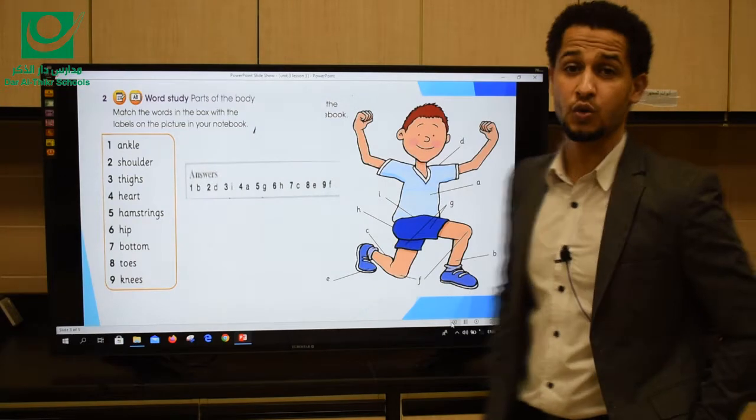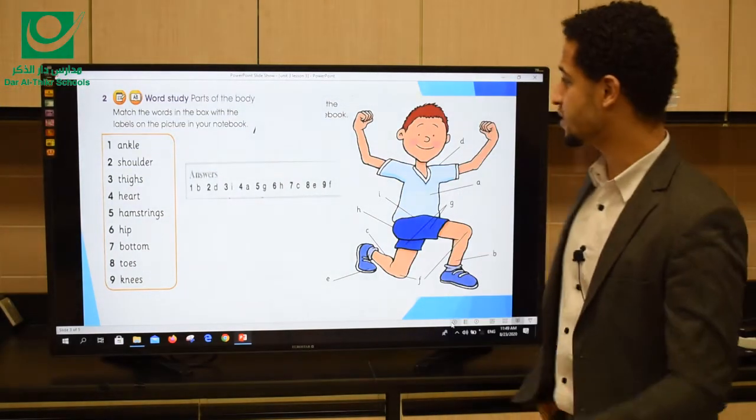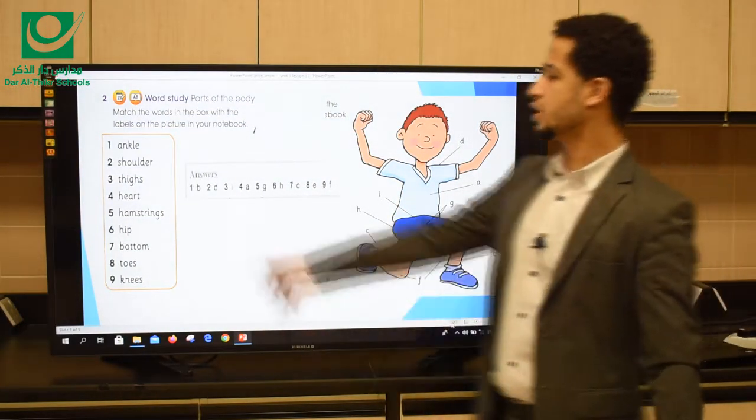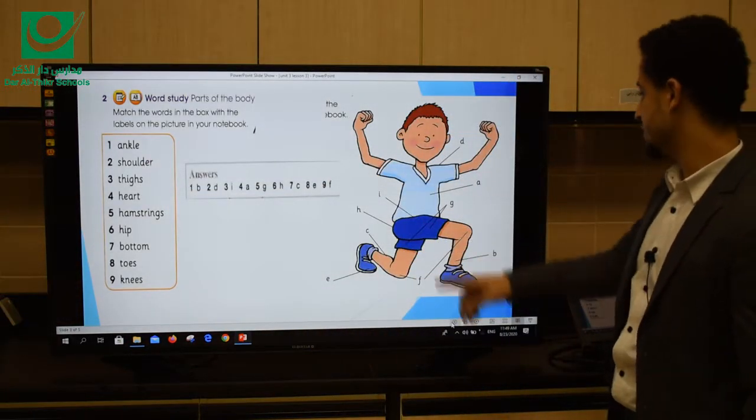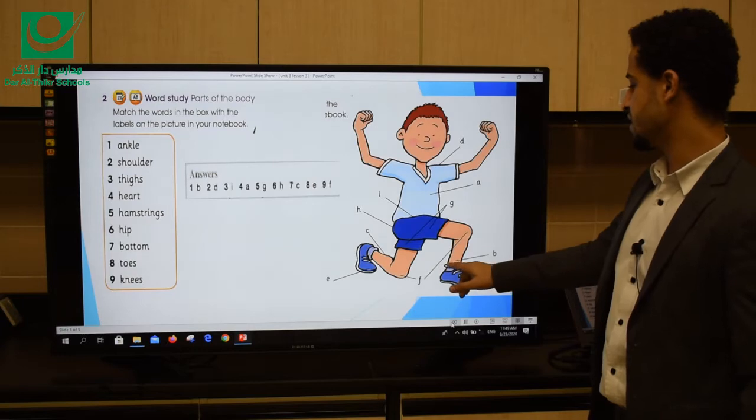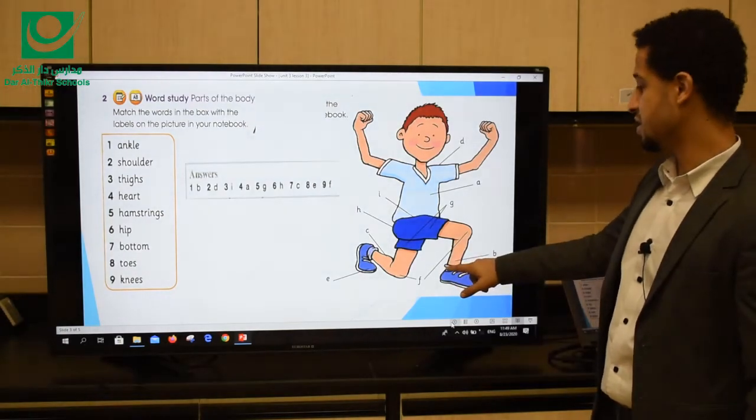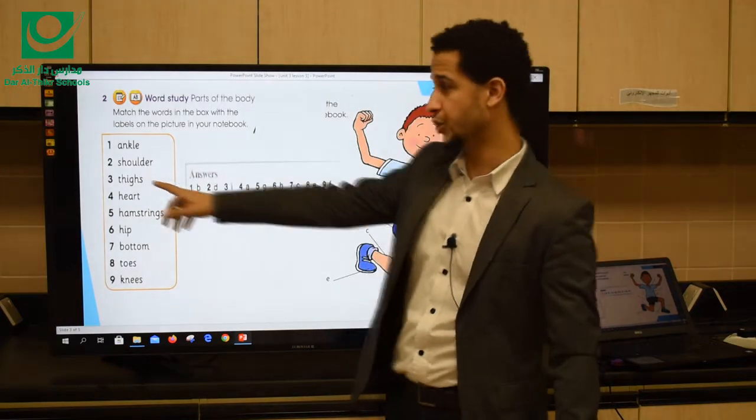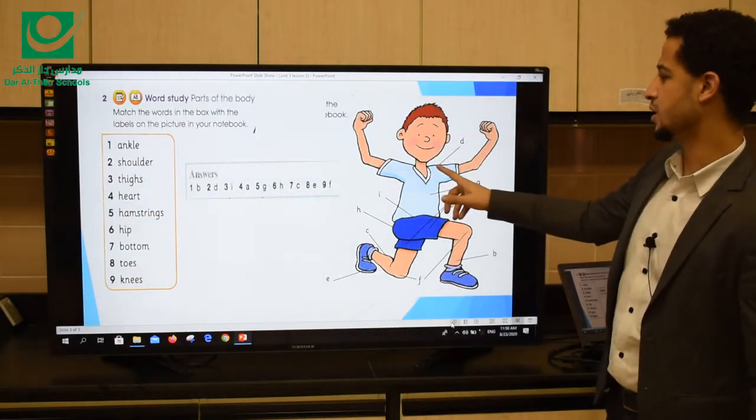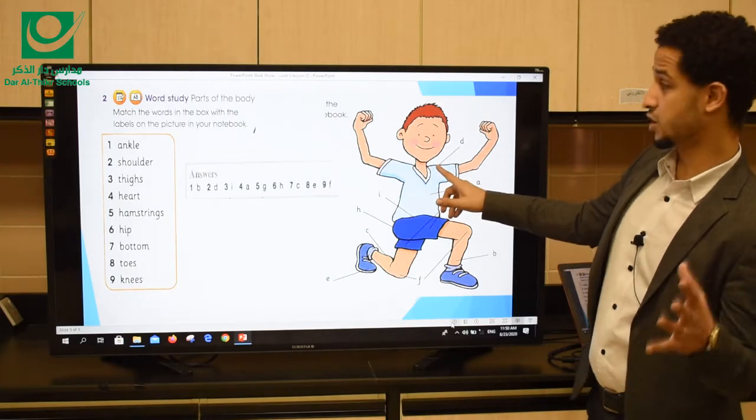Okay, I trust you. I'm sure you did what I said. Now let's identify the answers. Number 1, B, ankle. Where is B? Yes, this is the ankle. Number 2, D, shoulder. This is the shoulder.